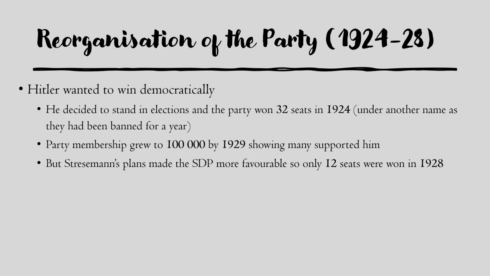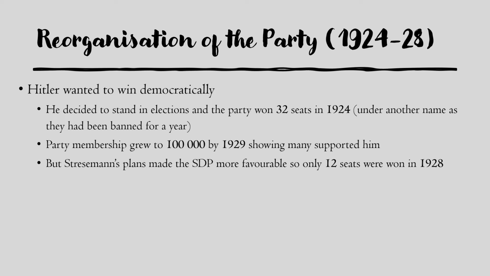Because he was winning democratically, because he was now campaigning, and we'll see a bit more about that in the next effect, the party membership of the NSDAP grew to 100,000 by 1929. Many supported him, he was effective in what he was saying, he became much more popular, and through elections he managed to expand his image. So the trial had allowed him to publicise his views, and the NSDAP became sort of a national political party.